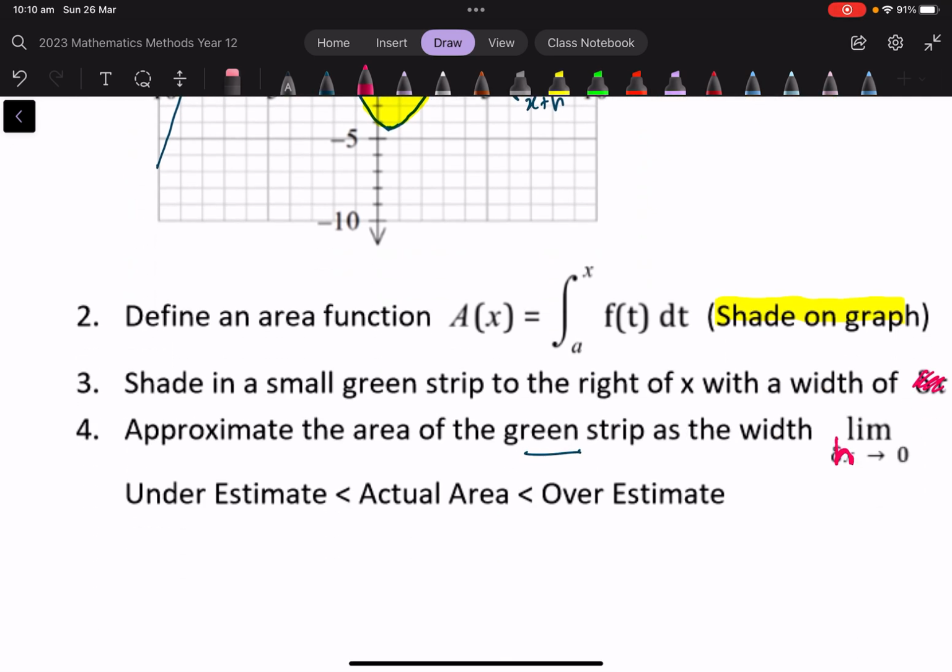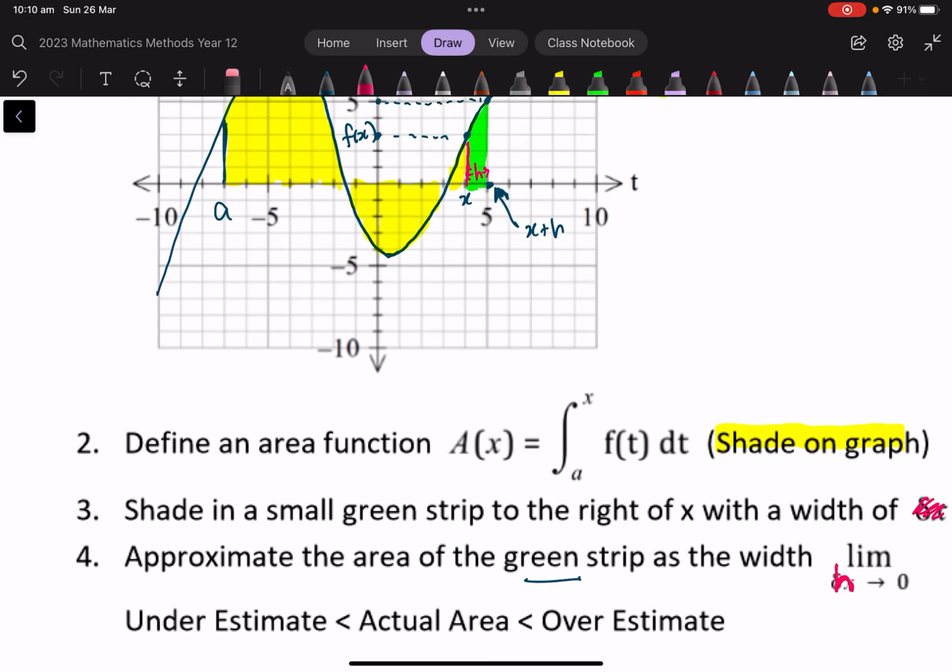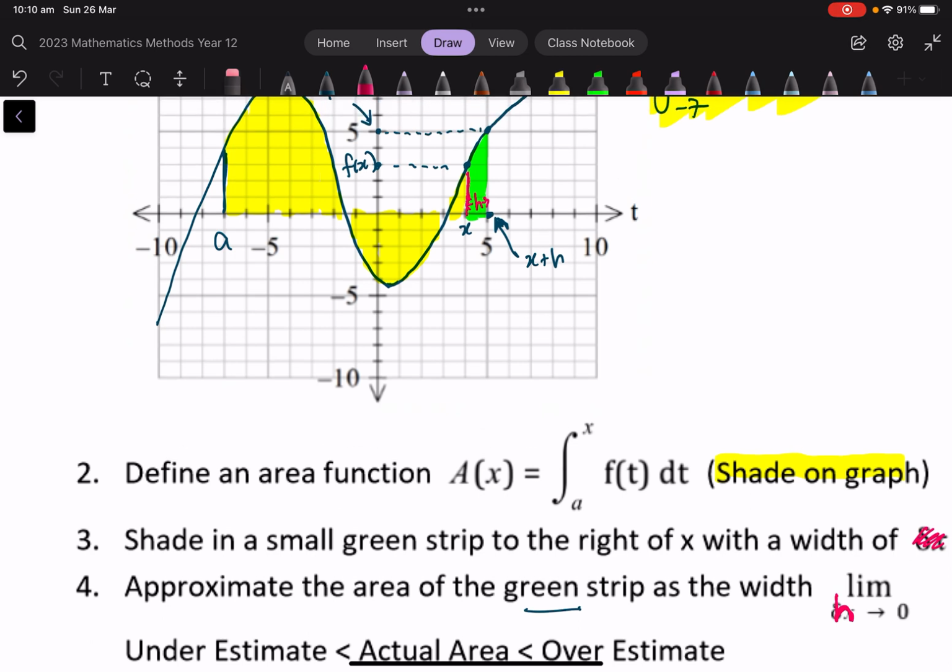To work this out, we're going to use the idea of underestimates and overestimates, using a rectangular approach, so the area of rectangles. If I was to draw in a lower underestimate of the green strip, it would be that rectangle in there. And if I was to draw in an upper estimate, it would be that area up there. So like a right endpoint estimate, and the lower estimate is the left endpoint estimate.